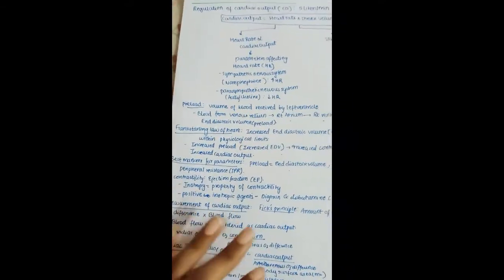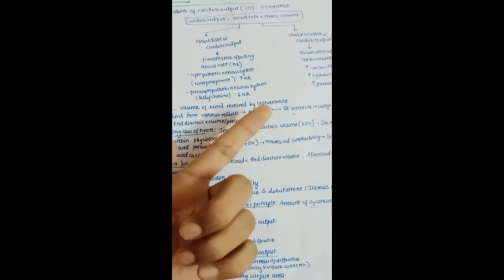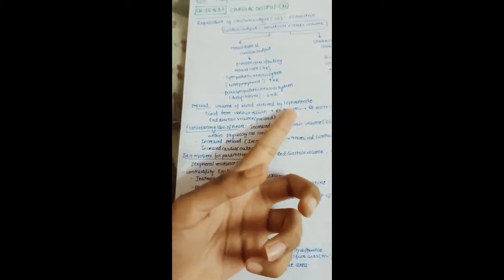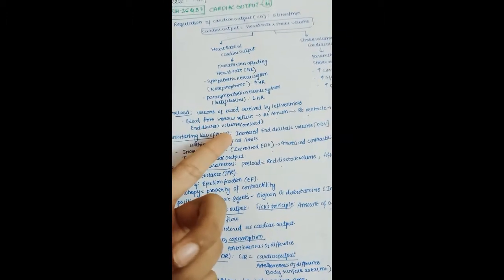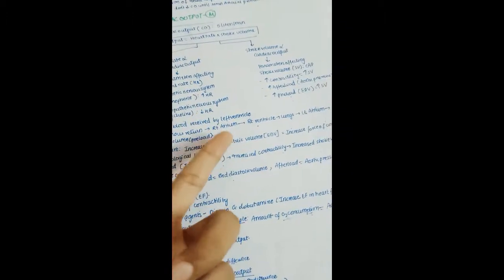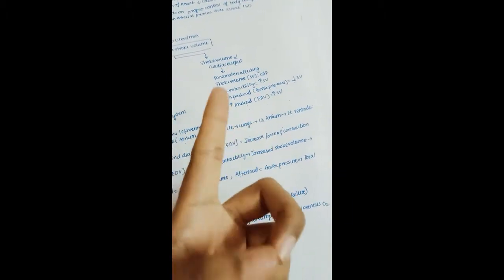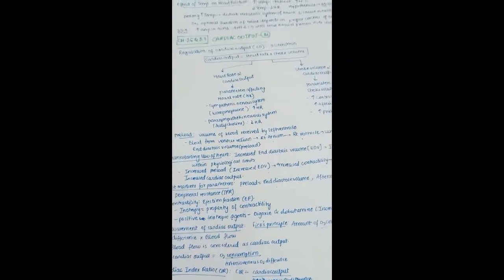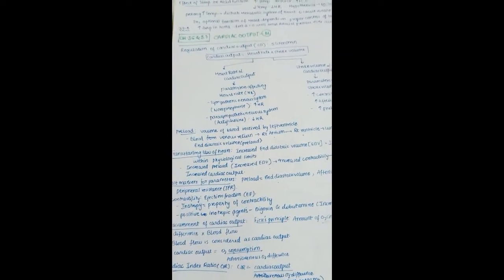And now let us see the preload in detail. Preload is nothing but the volume of blood which is received by the left ventricle. How it is received, let us see. Blood first comes from venous return, the inferior and superior vena cava, into the right atrium, from the right atrium into the right ventricle, from the right ventricle into the lungs, from the lungs into the left atrium, from the left atrium into the left ventricle, and finally in the left ventricle it rests as the end diastolic volume. So this end diastolic volume forms the preload.